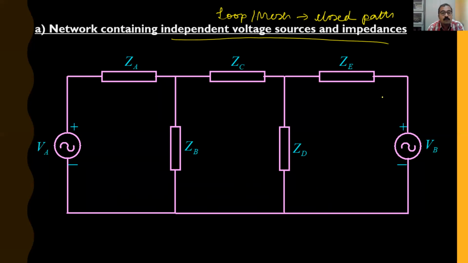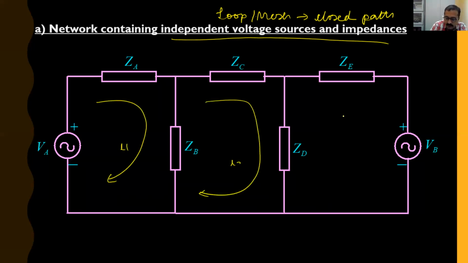Now I will assume or assign loop currents like this: I1, I2, I3, in loops 1, 2 and 3 respectively. Loop currents are those which are confined to those particular loops. For example, I1 is confined to the loop consisting of ZA, ZB and the voltage source VA. Similarly, I2 is confined within the ZB, ZC and ZD loop. I3 is confined to the ZE, VB and ZD loop.